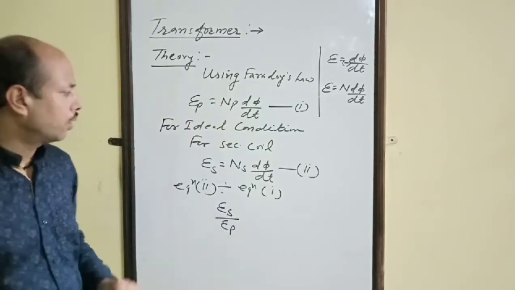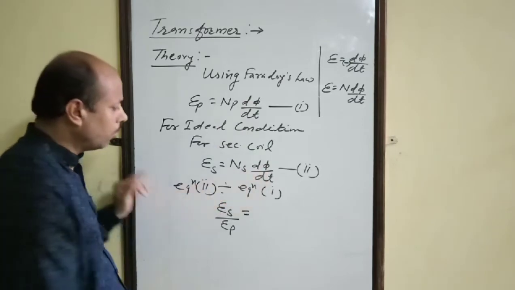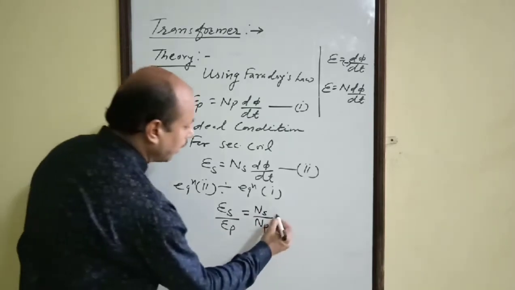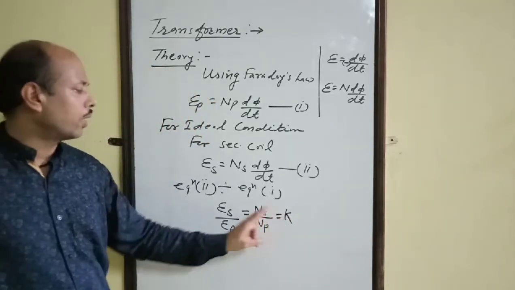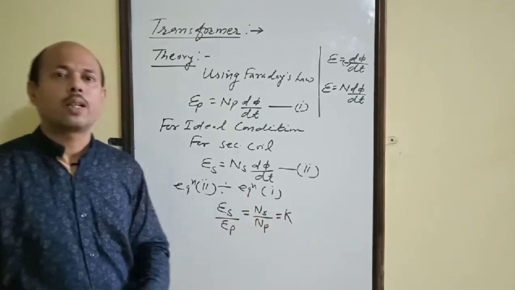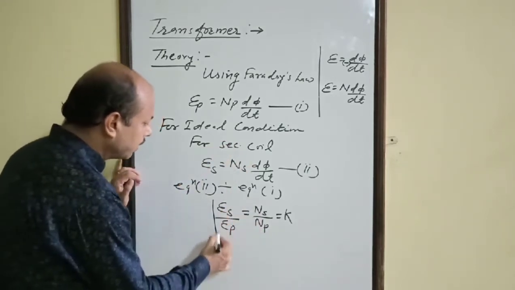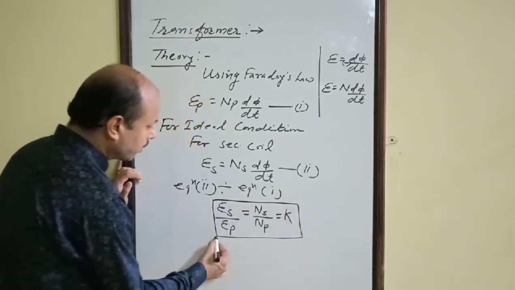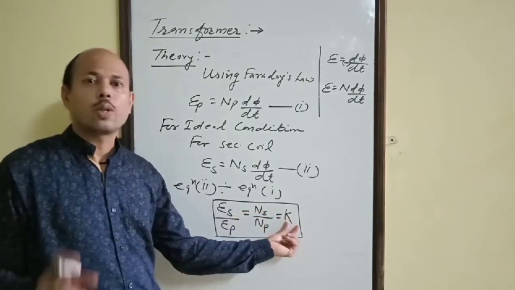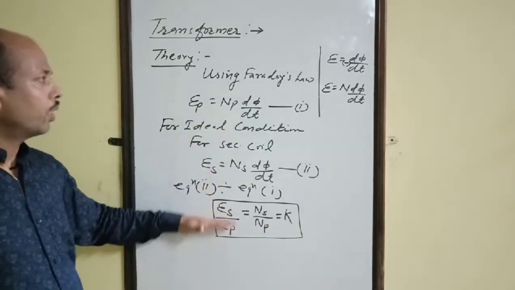ES upon EP equals, d phi by dt cancels out, NS by NP, which we can also write as K, where K is known as the transformer ratio. This K is not a universal constant. It is the transformer ratio for a particular transformer, that is NS by NP. So this is the basic relation, the working formula for a transformer: ES by EP equals NS by NP equals K.